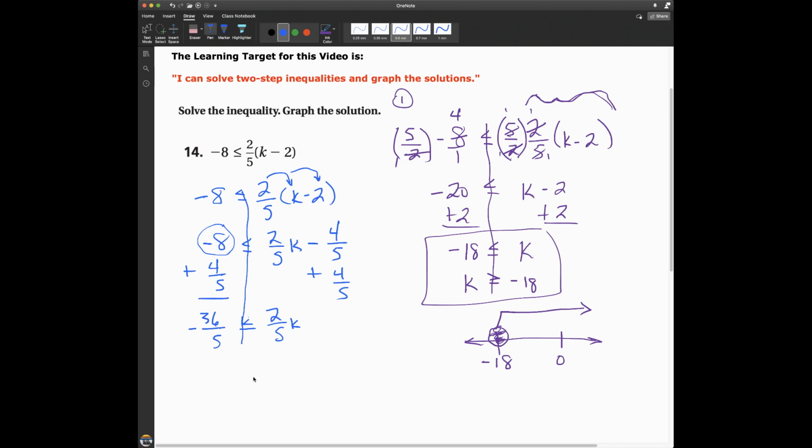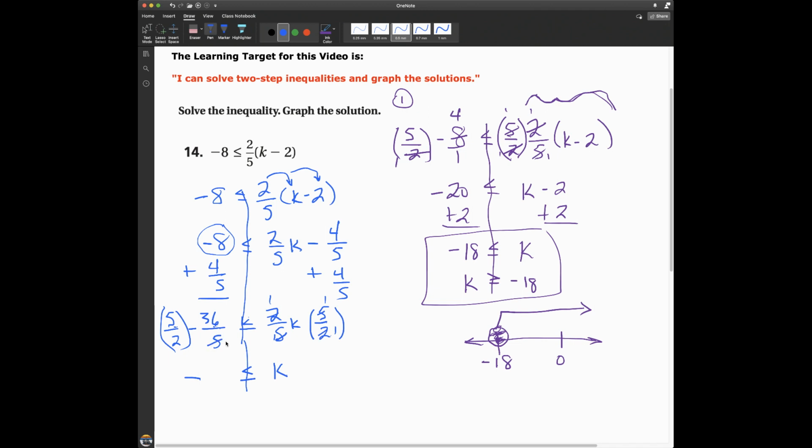Okay. Next thing I need to do is multiply both sides by the reciprocal. That way the 5 cancels and the 2 cancels, and I'm just left with k on this side. So I also need to multiply this side by 5/2. Right? And then I have a positive number times a negative number. My answer will be negative. My sign doesn't change because I'm multiplying by a positive number.